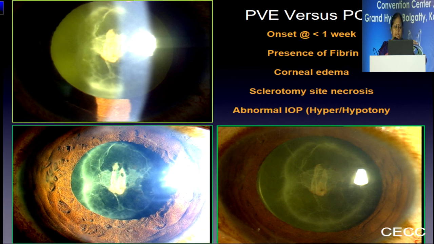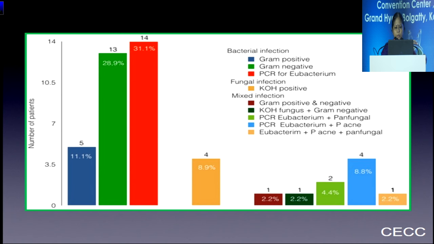The clinical presentation of post-vitrectomy endophthalmitis is a little different from post-cataract surgery endophthalmitis. In fact, the patient presents usually maybe on the first post-operative day itself, usually less than 1 week following the surgery. The reaction is associated with a lot of fibrin formation in the anterior chamber, corneal edema, and sometimes you do see that the sclerotomy site is necrosed. The patient may either have hypertony or hypotony.